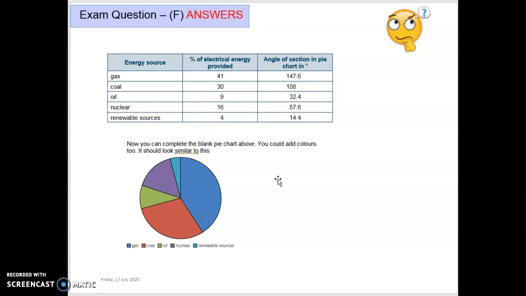Now, I've rushed through that, so that obviously takes a lot longer to do in practice. So if you need to stop and think about how that was done, remember we're turning percentage into degrees here by multiplying this number by our 3.6 degrees. Okay, all right then, have a go at that, marking that.